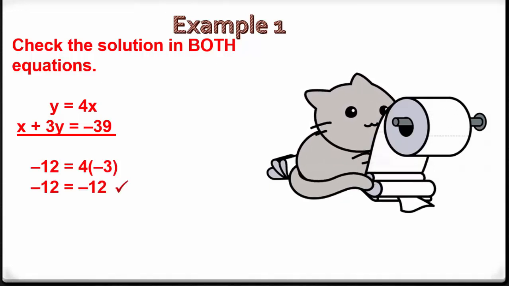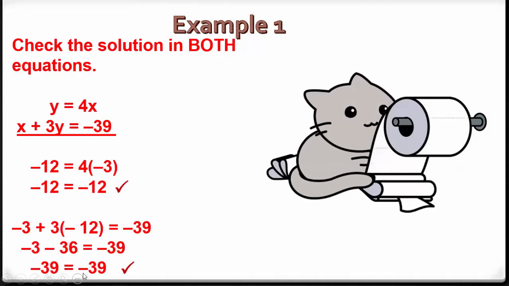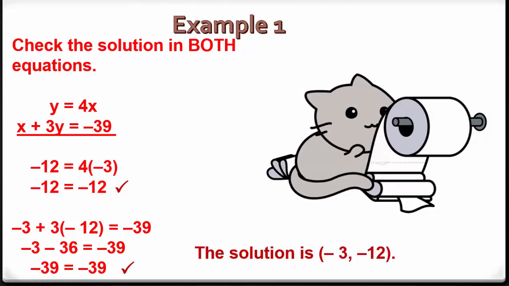So I do this. I found that indeed the coordinate or point where they intersect is correct. So the solution is negative 3, negative 12. And this is the point at which these two lines intersect.